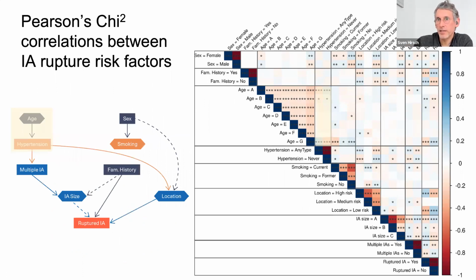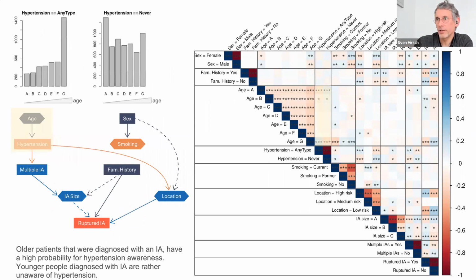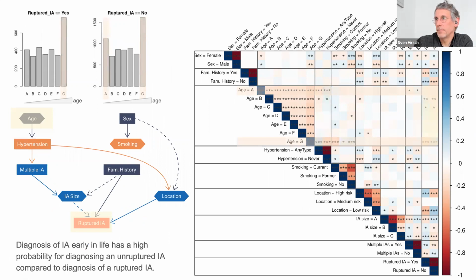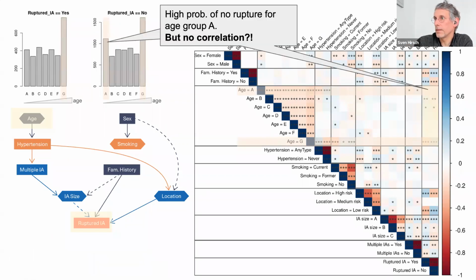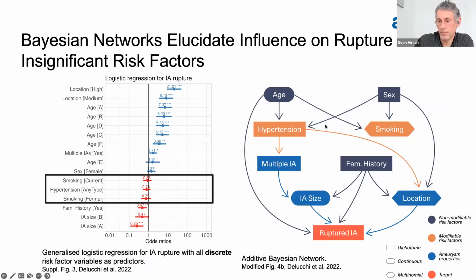You can see age is correlated with hypertension. I'm going through the one that I find interesting. So age is correlated to hypertension. Hypertension again is correlated to multiplicity.